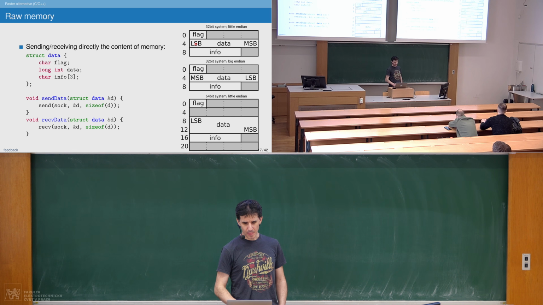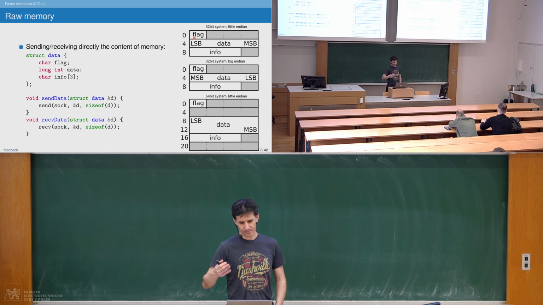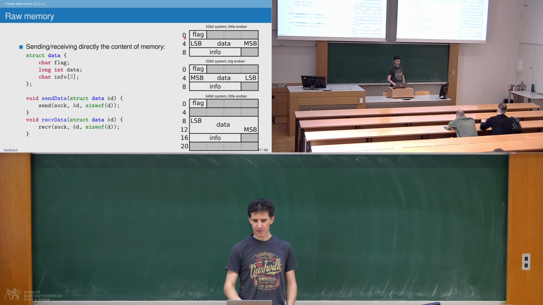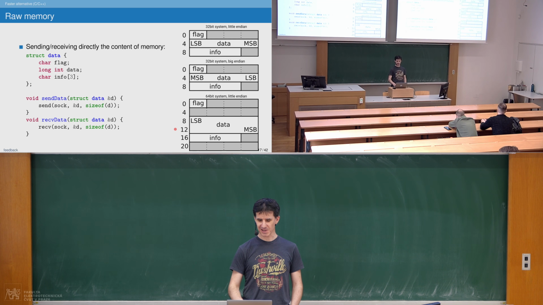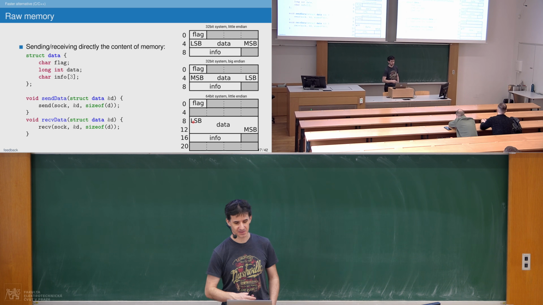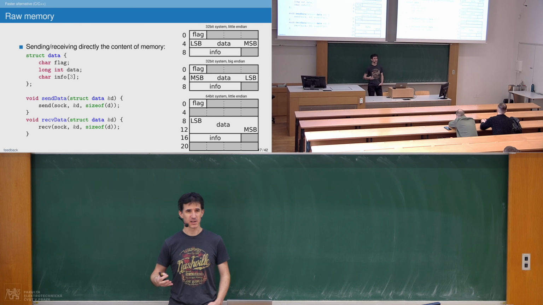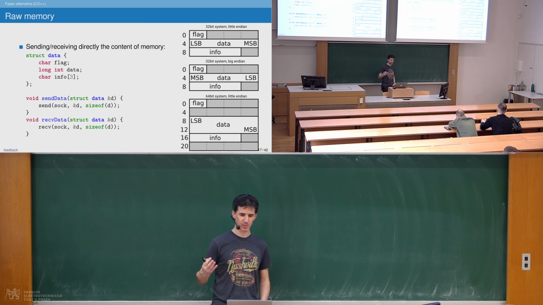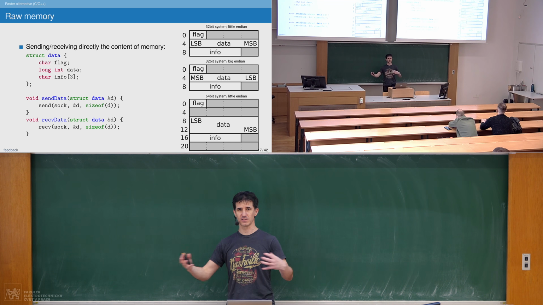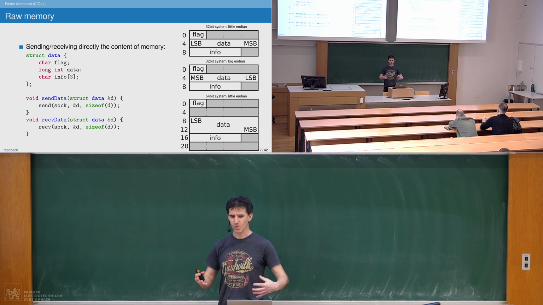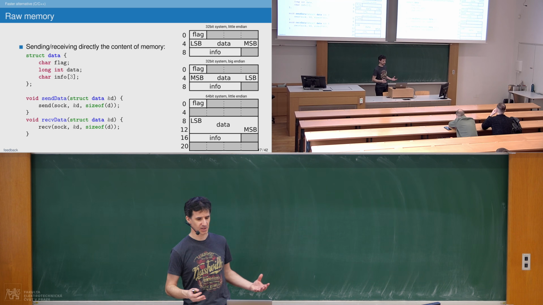Second problem is that if you compile the same on a 64-bit system, this long integer here would be 64 bits. Therefore, this address needs to start at a multiple of 8 bytes. Therefore, the layout of the data structure will be different in memory. So if you need to communicate between 32-bit and 64-bit computers, those computers would not understand each other.